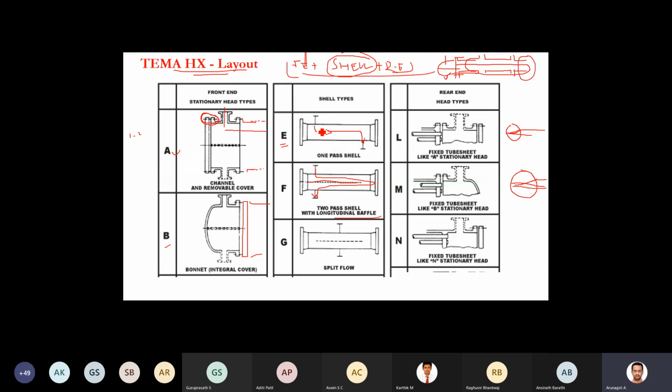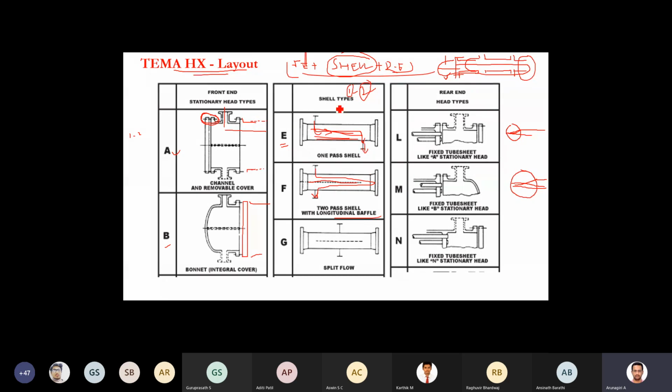Here you may experience both co-current and counterflow if you have a one-two exchanger. A one-two exchanger means one shell pass and two tube passes. The tube side fluid will pass through the exchanger two times, that's why it's called two tube pass. One shell pass means the shell side fluid will flow through only once. So it will come, flow, and go out.